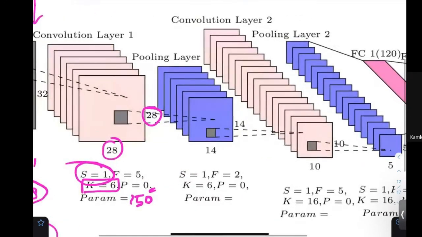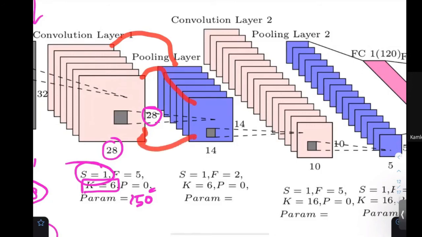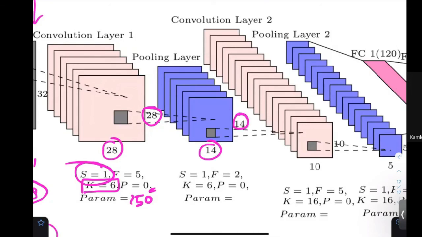Then the next is the pooling layer. Next layer is the pooling layer, and max pooling, min pooling, all these things we have seen. If you apply the pooling, the filter size is 2, so for every 4 items you are going to get one item out of that. So the 28 items which were there, you get 14 items out of that. So the next output is going to be 14 cross 14.